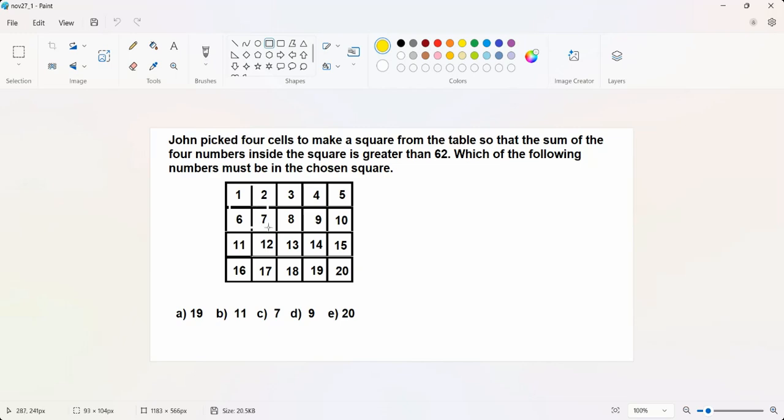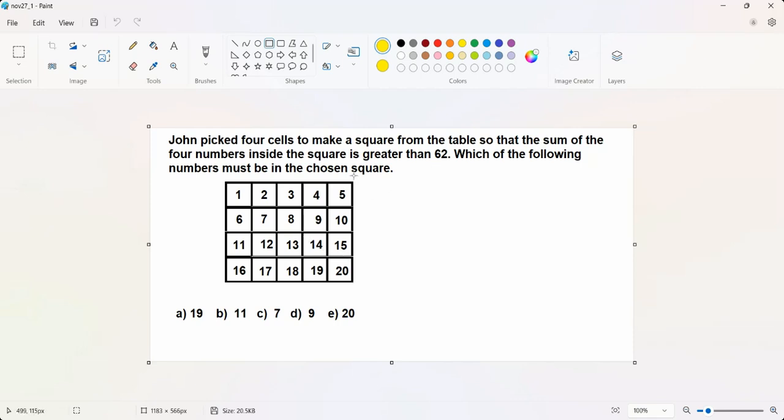So if we select these four squares, let's find out the right set of squares. If we select these squares, 1, 2, 6, and 7, what's the sum? 2 and 1 is 3, plus 6 is 9, plus 7 is 16. So 16 is less than 62, so that's not the square that we are looking for.